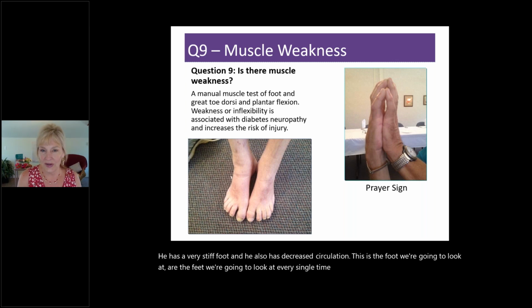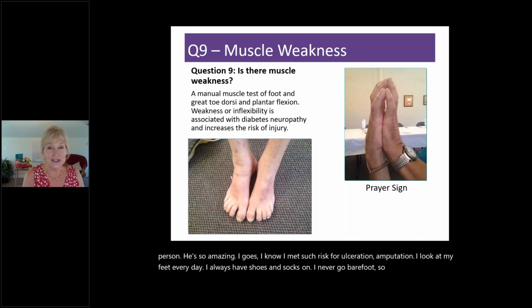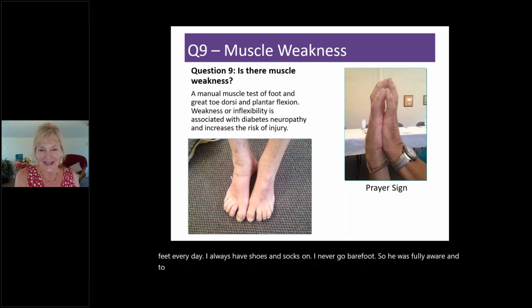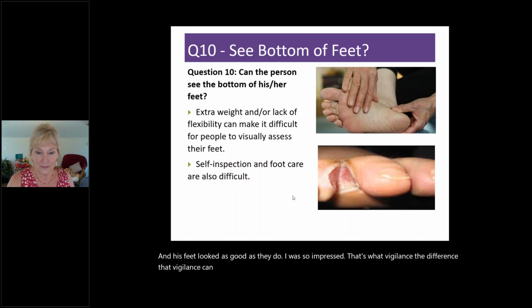But here's the great news about this person. He's so amazing. He goes, I know I'm at such risk for ulceration, amputation. I look at my feet every day. I always have shoes and socks on. I never go barefoot. So he was fully aware. And to have type 1 for 30 years, and he's had neuropathy for a long time, and his feet looked as good as they do, I was so impressed. That's the difference that vigilance can make.